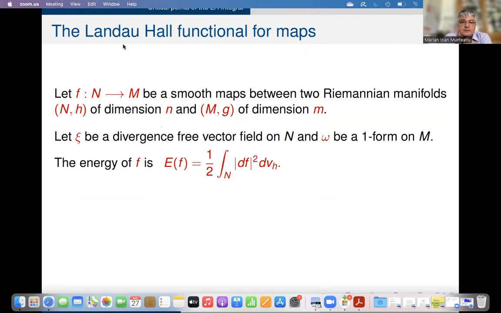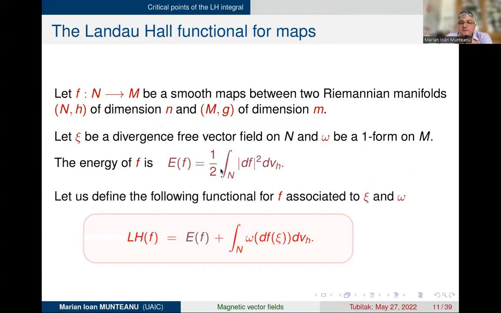Okay, good. So we have the energy. We take the one-form omega on the codomain in order to create the magnetic field. And we will take also a vector field globally defined on the domain, and we need it to be divergence free, so its divergence to be 0. And we make a perturbation of the energy functional with a potential. Okay, so this is the reason that magnetic maps are often called harmonic maps with potential.